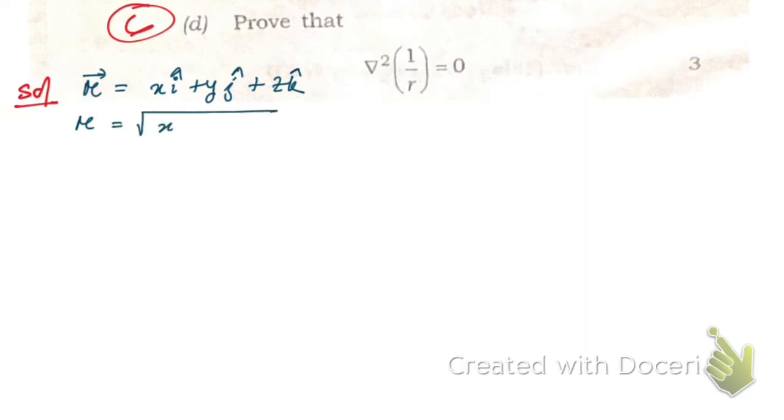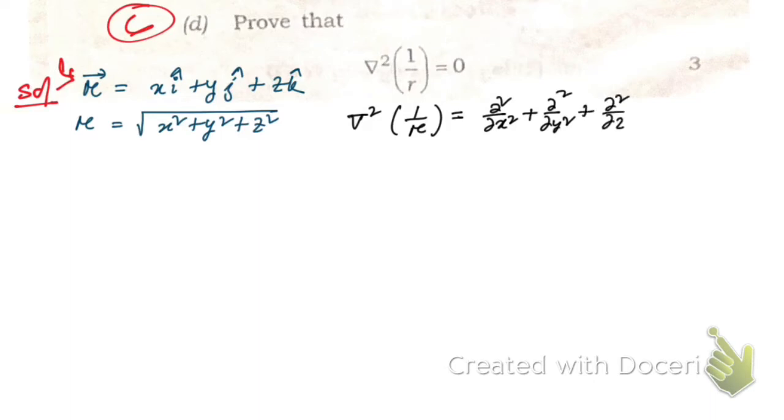Now let us solve this 6d. Here you see we have r as the position vector x i cap plus y j cap plus z k cap, right? So r is the vector, and its magnitude will be r equal to root over x square plus y square plus z square. We need to prove that the Laplacian, del square of 1 by r, is equal to 0. So how to evaluate this? Del square is nothing but the second order differential coefficient, right?